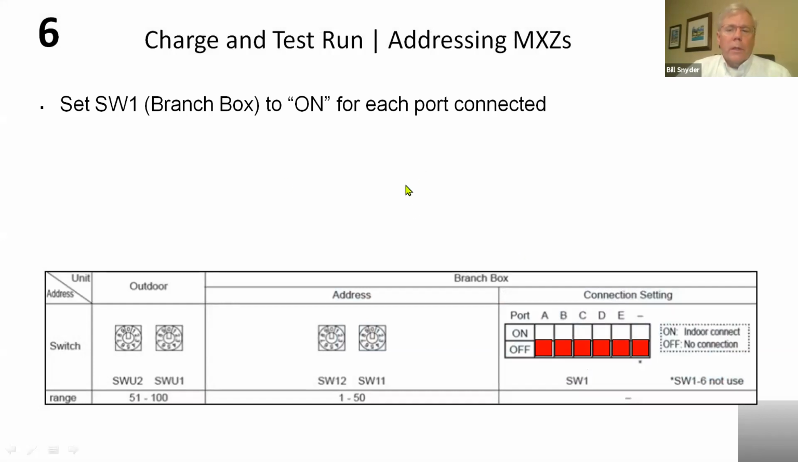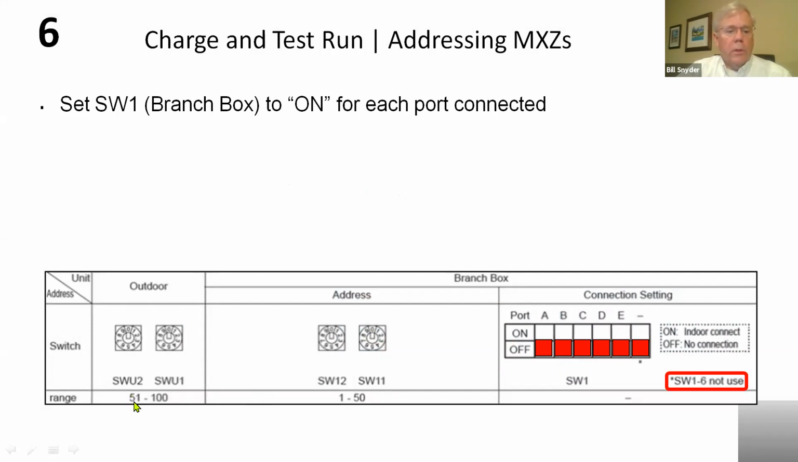On the branch boxes, when you're installing a branch box unit, your outdoor unit has to be addressed. Your indoor unit branch box has to be addressed. And on the branch box, you have to turn on each port that you're using. So if you've got a 5-port branch box, number 6 is not used, but 5 ports are. And if you're only using 4 ports, you're going to throw on 1, 2, 3, 4, and you're going to leave this one off. And then you have to set these addresses.